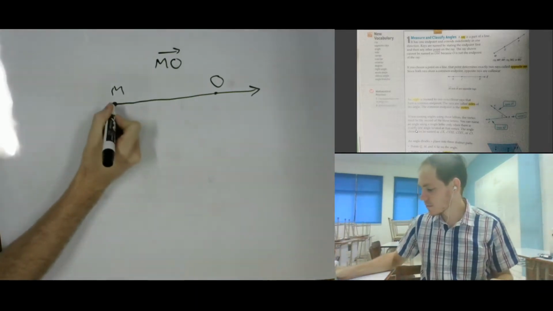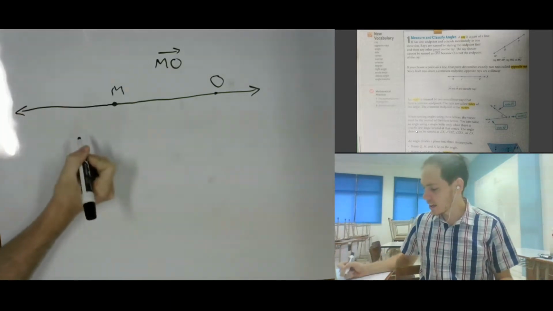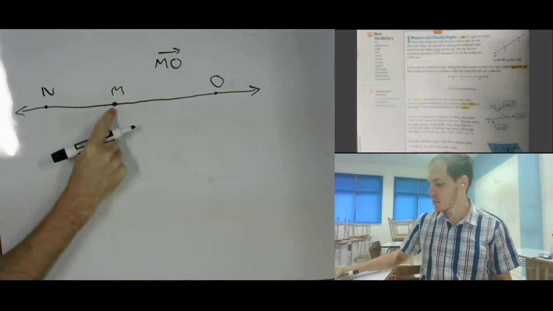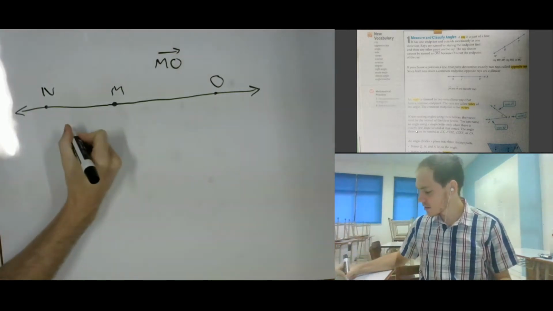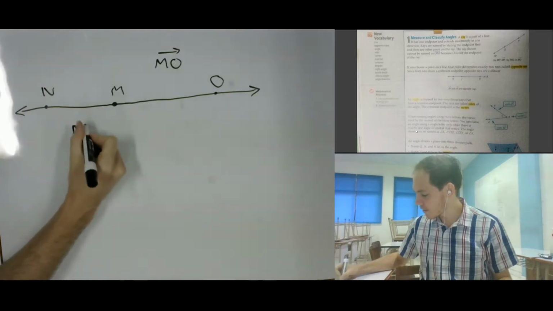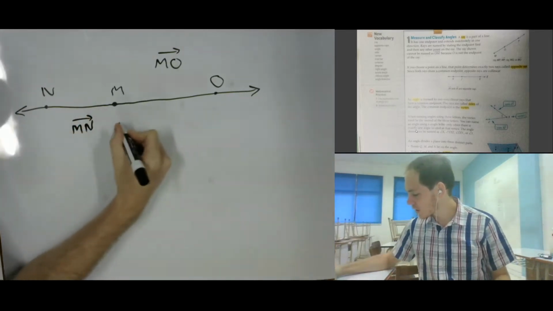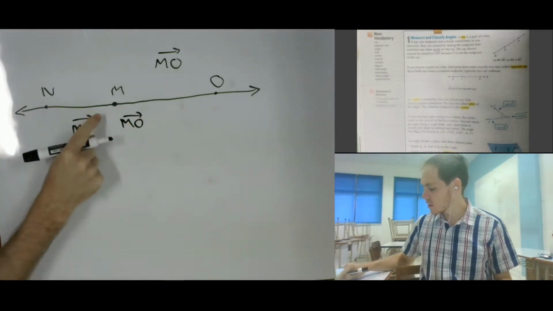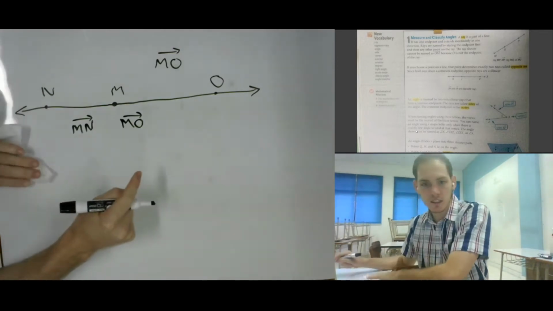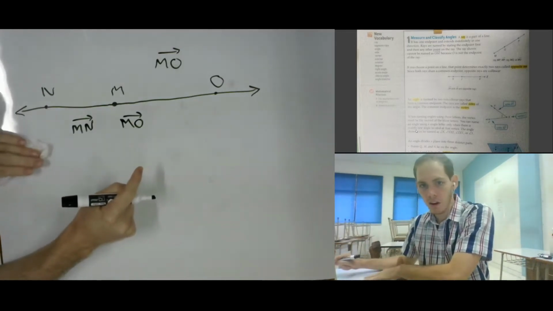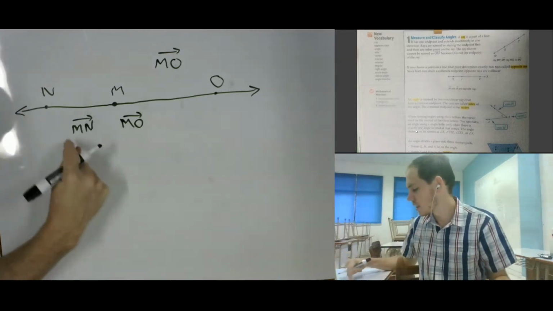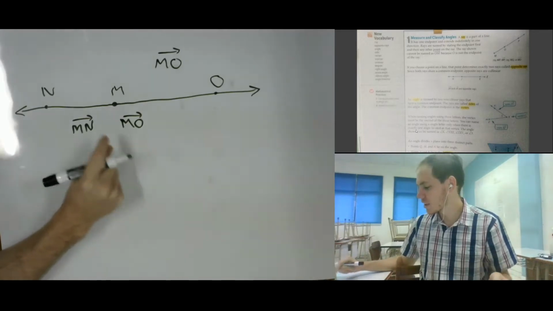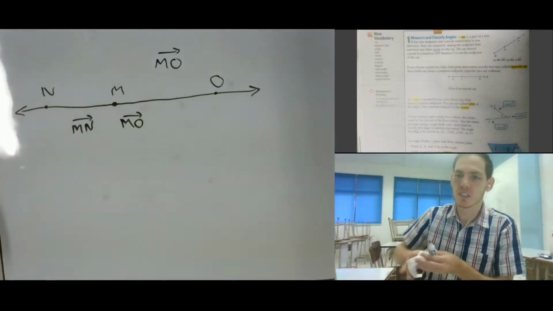And opposite rays on a line. If you start at a point, there are going to be two opposite rays. MN should be a ray this way, and MO is a ray this way. You can do it this way too. The arrow doesn't go the opposite direction.